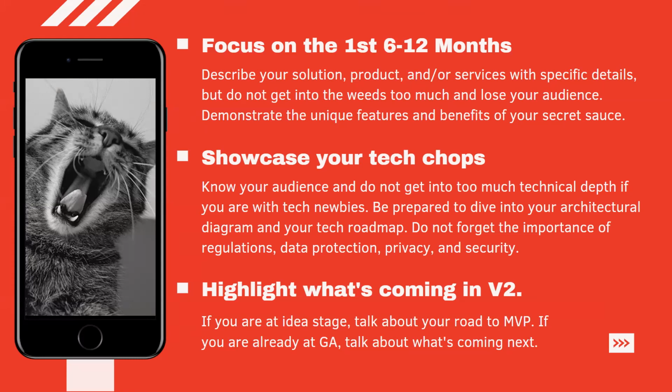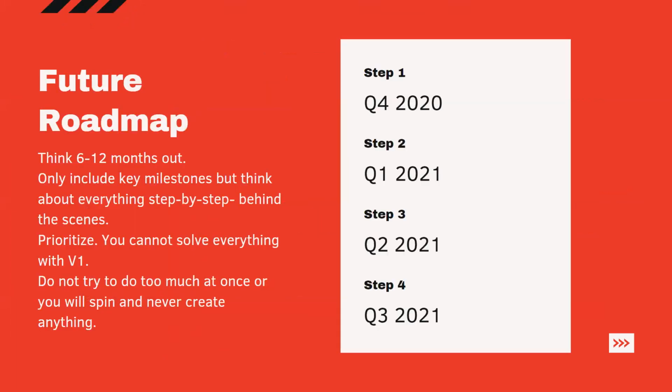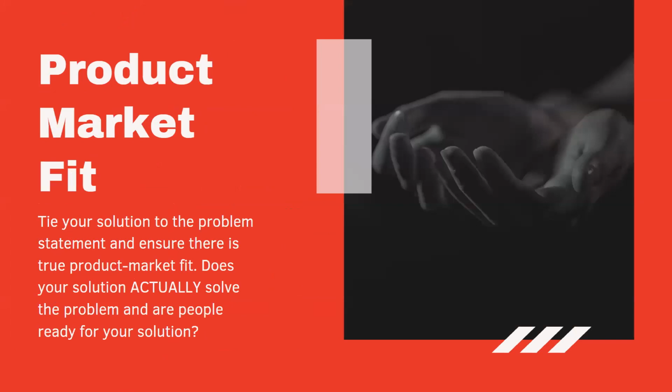You may want to highlight what's coming in version 1, recognizing that you're not going to solve everything in version 1, or you're going to end up spinning and never creating anything. You want to think about your product market fit.